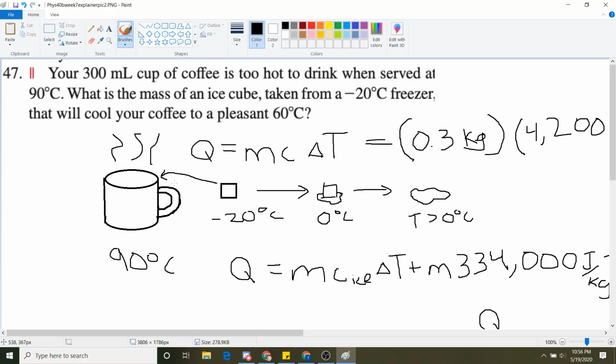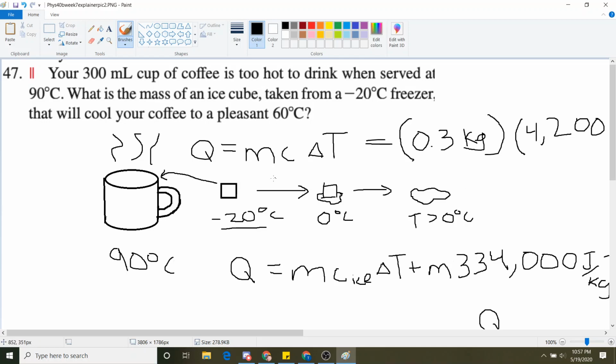So essentially what's going on is that when we add a negative 20 degrees Celsius ice cube to a 90 degree cup of coffee, the heat energy from the coffee will enter the ice cube and it will begin to melt. We want to find the mass of such an ice cube where, after it's done melting, the melted water will increase in temperature up to 60 degrees, where the equilibrium is at 60 degrees Celsius.